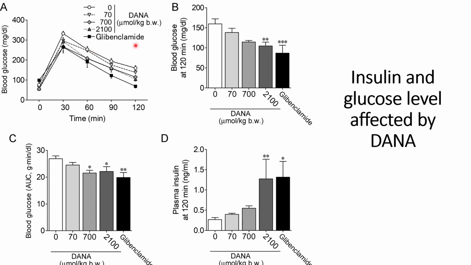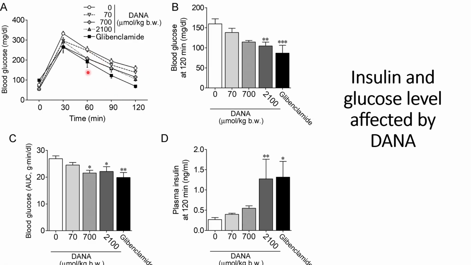So let me reiterate what the positive control does. Glibenclamide will increase the insulin level by inhibiting the ATPase, and this function is independent of the blood glucose concentrations. Along with that, they checked the dose dependent effect of the DANA, and they found that after 30 minutes there is a decrease in the glucose level, and this could be because of the increase in the insulin levels.